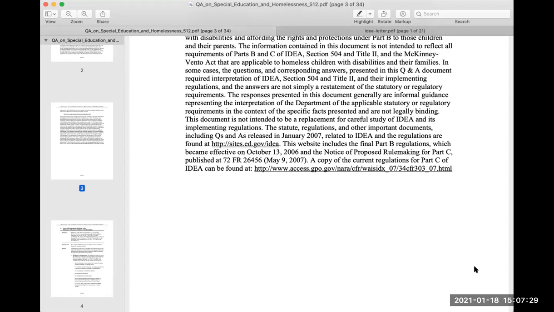How does the McKinney-Vento Act help to remove educational barriers for homeless children? The McKinney-Vento Act, as amended and reauthorized by the No Child Left Behind Act of 2001, NCLB, is the primary federal law addressing the educational needs of homeless children and youth. Its major provisions include the following.